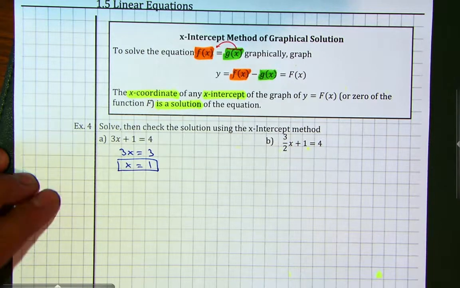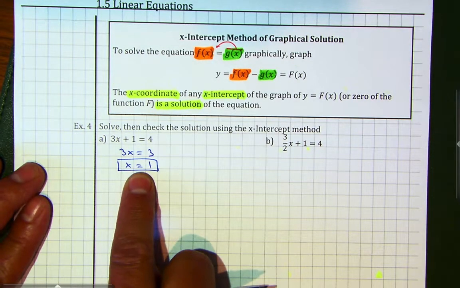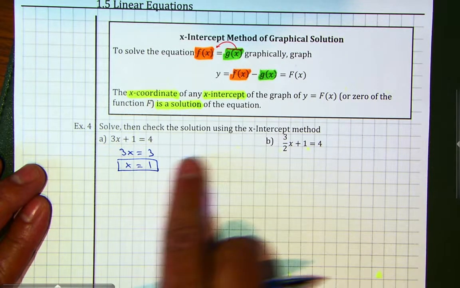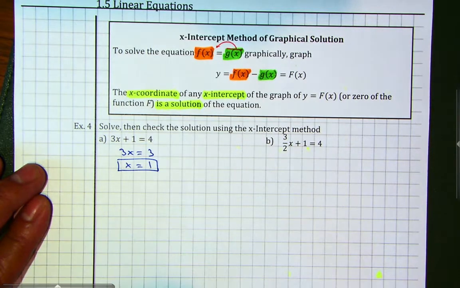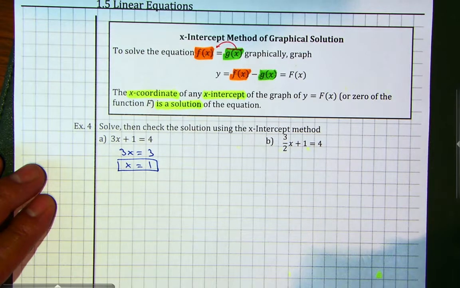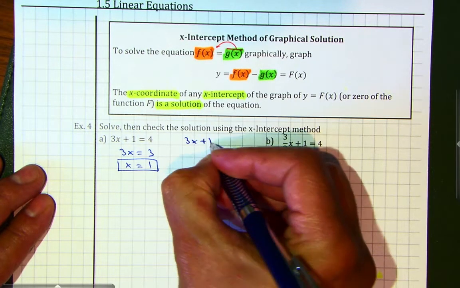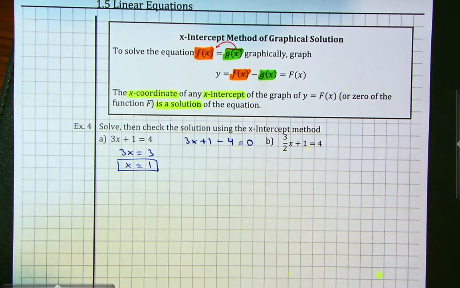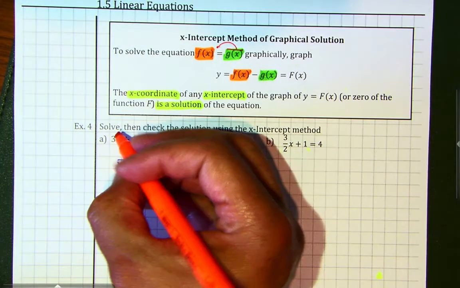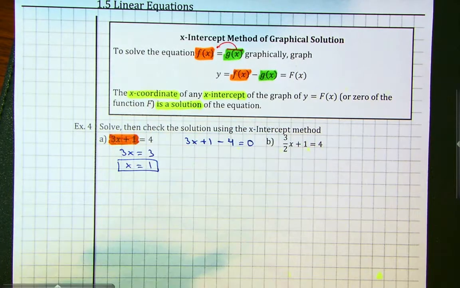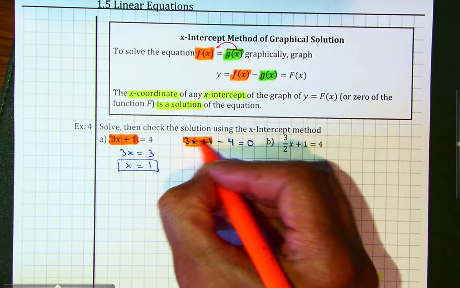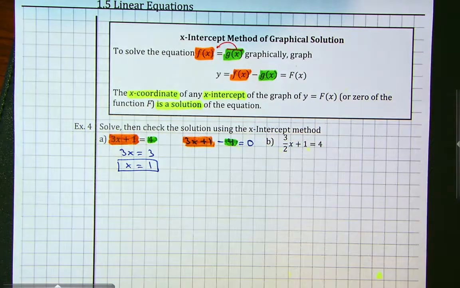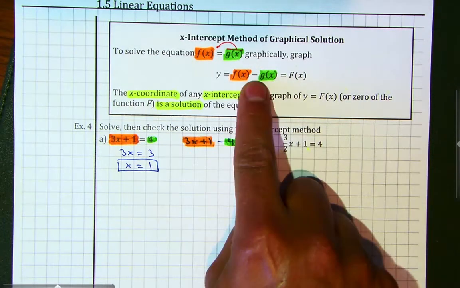Now, to check our solution algebraically, I can plug in the 1 in here and check algebraically. To check the solution using the x-intercept method, I need to move my 4 to the left. So therefore, I'm going to have 3x plus 1, move my 4 to the left, negative 4 equal to 0. Where this is your f of x, it stays the same, and your g of x can move to the left. And that's where they have this notation here.